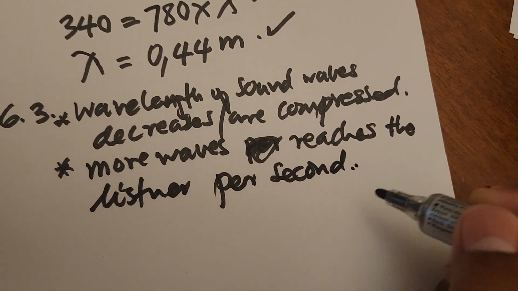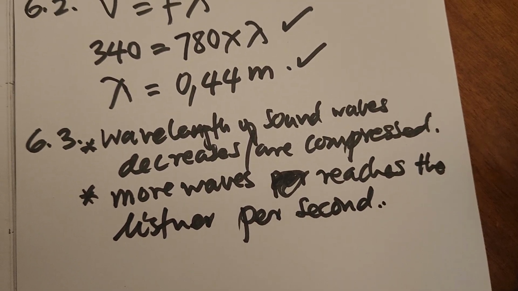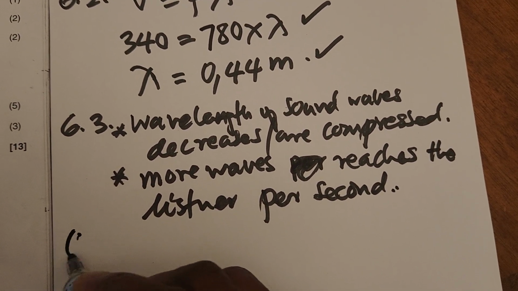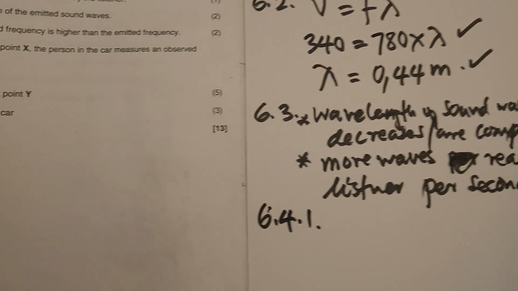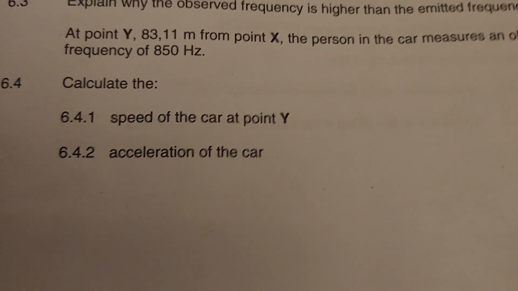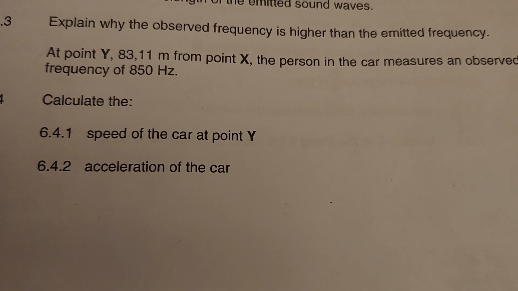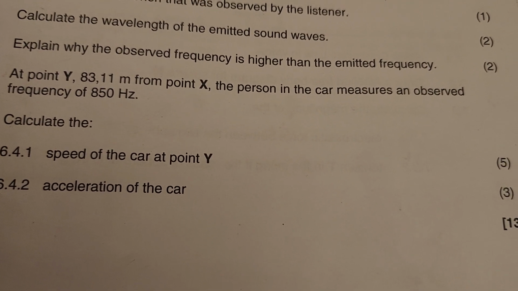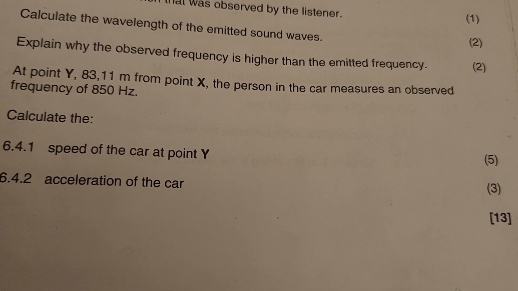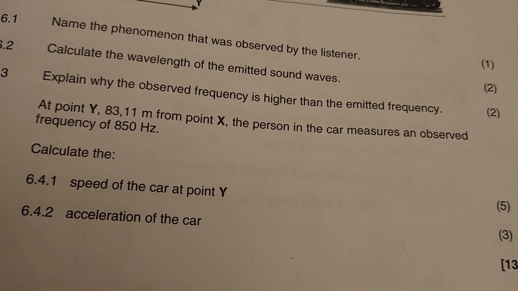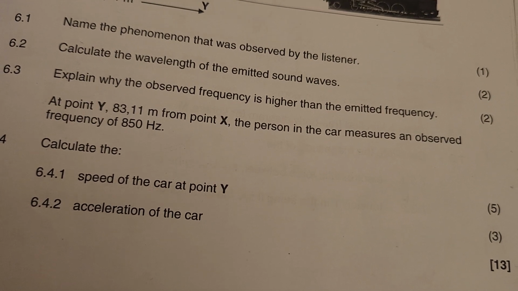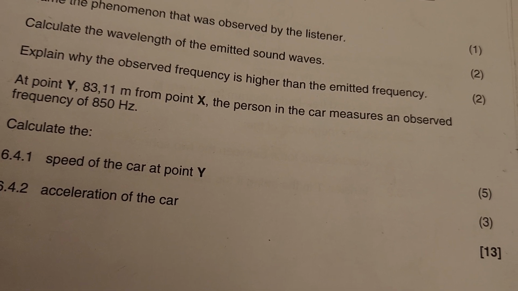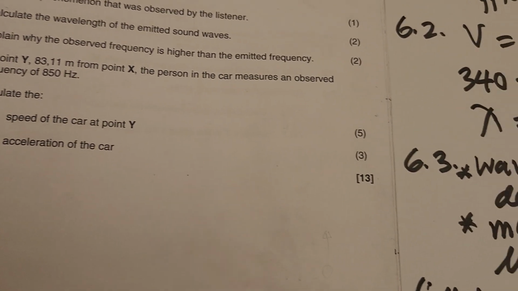Remember, frequency, as I say, is the number of complete waves per second. So this will make the frequency detected increase. Now 6.4.1, they're telling us, the statement preceding this, at point Y, 83.11 meters from point X, the person in the car measures the observed frequency to be 850. You can see now that the emitter is 780, this one is 850. It's also agreeing that the motion is towards the speed of the car at point Y.